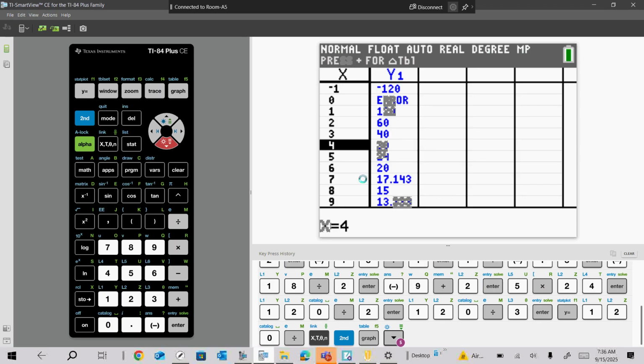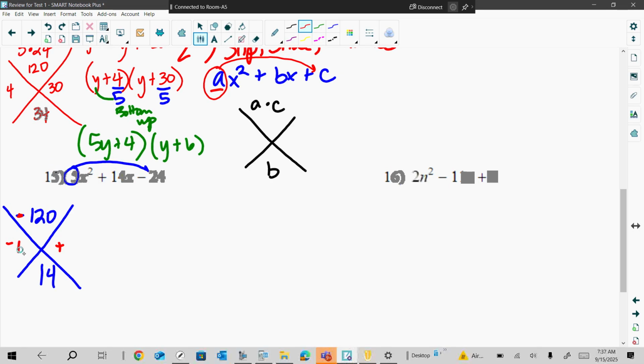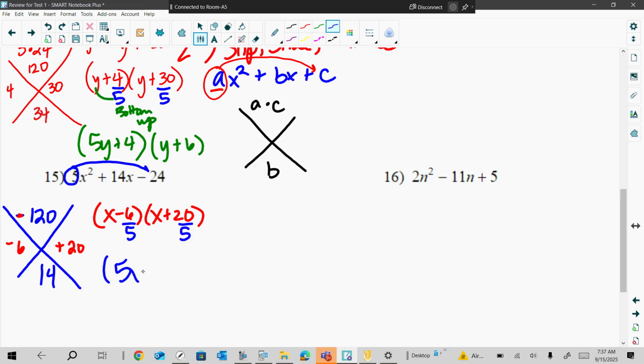So a difference that would give you 14 is here, 6 and 20. The difference between 6 and 20 is 14. So we have a negative 6 and a positive 20. So x minus 6, x plus 20. Because I slipped the 5 to the negative 4, I need to slide that 5 under. Reduce if it's possible. If not, if it's already reduced, bottoms up. So this is 5x minus 6 and x plus 4.